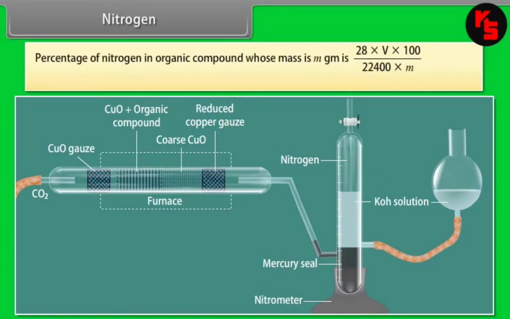Percentage of nitrogen in an organic compound whose mass is m grams is 28 × V × 100 divided by 22,400 × m, where V is the volume of nitrogen at STP.